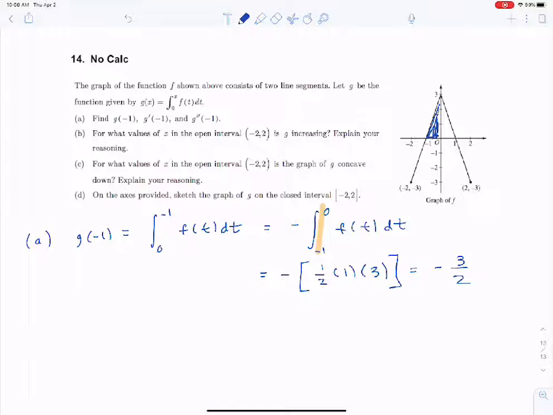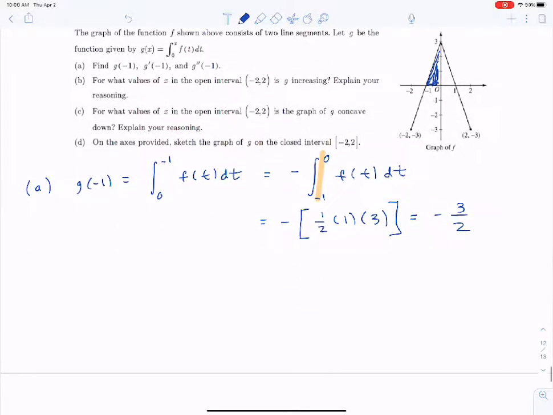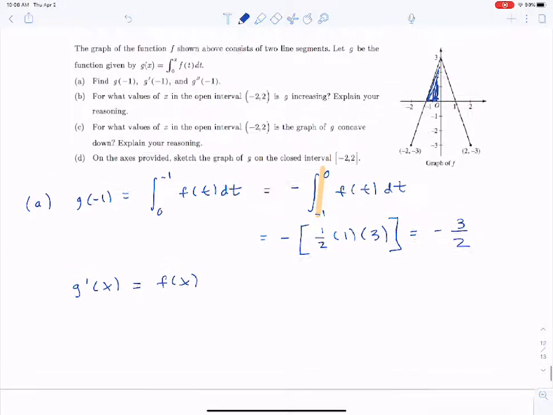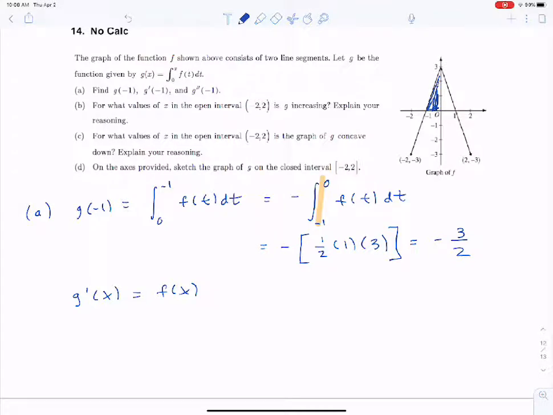Okay, then let's move on to the second part of A. So next you're asked to find g prime of -1. What I'm going to do is first find what g prime of x is. And I think you guys would agree, based on what was said in the Discord chat, g prime of x equals f of x. That's the second fundamental theorem of calculus. So I can then say g prime of -1 is going to be equal to f of -1.